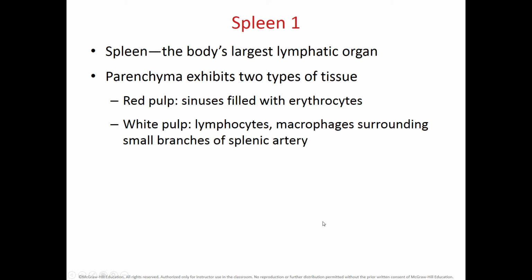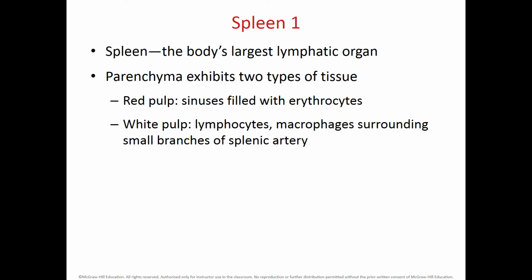Okay, the next organ will be the spleen. The spleen is found in the left upper quadrant in the abdominal cavity. It's kind of close by the stomach, and is the largest lymphatic organ. It's a single organ. The spleen has two types of tissue in its parenchyma, in its functional cells. So it has the red pulp and the white pulp.